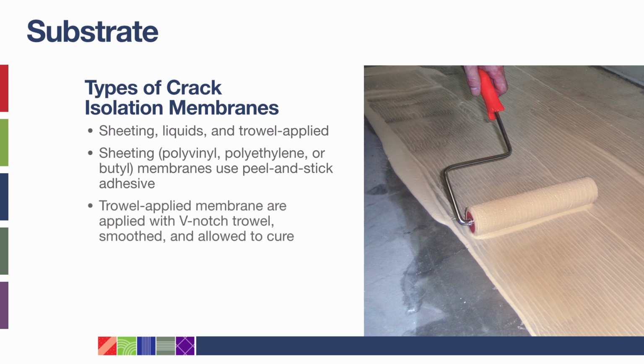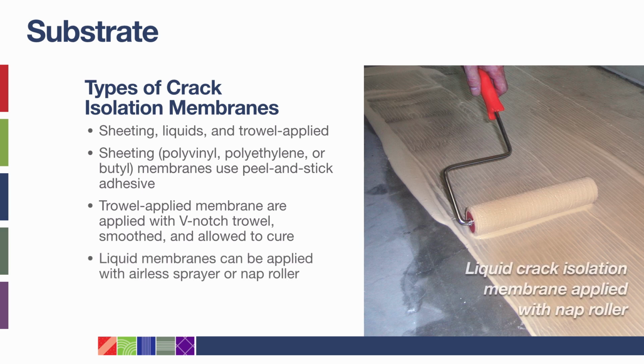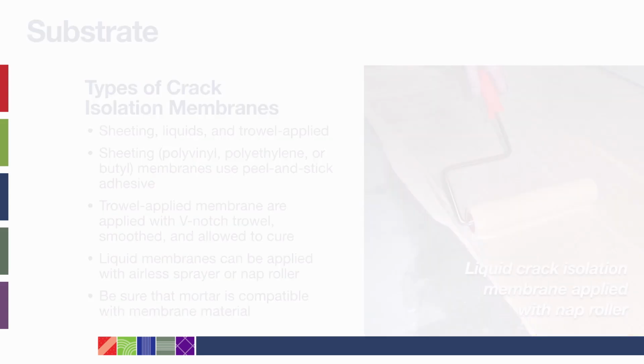tile. Trowel-applied membranes are applied to the substrate with a V-notch trowel, smoothed, allowed to dry, and then topped with the mortar to set the tile. Membranes can also be applied with an airless sprayer or nap roller. Some specialty products can be used both as a mortar and a crack isolation membrane, depending on how they are applied. When not using one of these systems, it is important to check that the mortar you use is appropriate for the crack isolation product you specify.